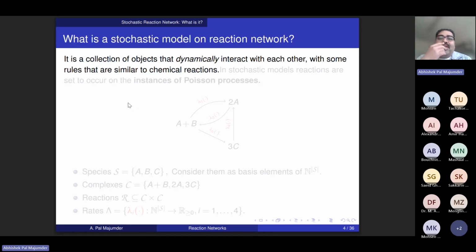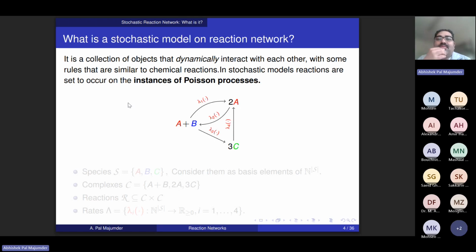Usually, a reaction network is basically the dynamics of a few species that interact with each other in forms that are similar to chemical reactions. So we study the dynamics of the interacting species. This is an example of how three different complexes interact: A plus B is one complex, 2A is another complex, and 3C is another complex. They interact with each other. So A plus B goes to 2A by some chemical reaction, and then 2A goes to A plus B via some chemical reaction, and so on and so forth.